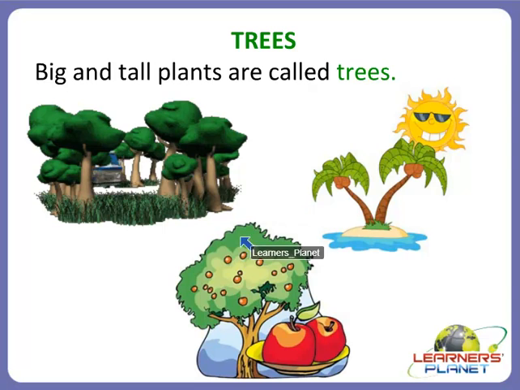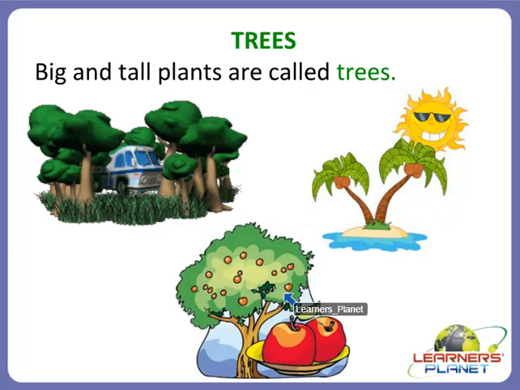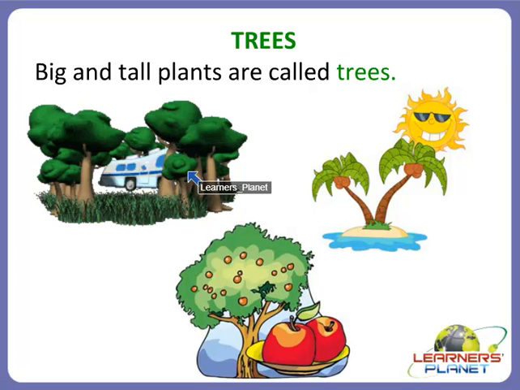So children, you can see in the picture, these are big and tall plants. So we can call it a tree. For example, a palm tree and an apple tree.